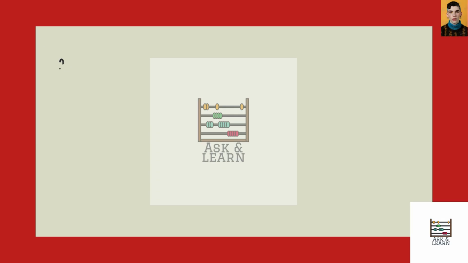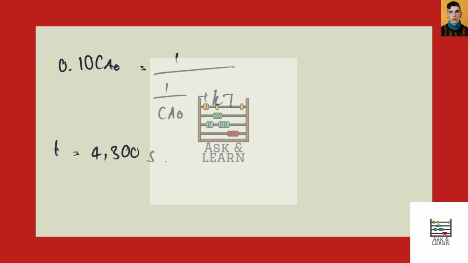In this equation, 0.10 Ca0 is equal to 1 over (1 over Ca0 add Kt). So we solve for this equation to find T, where T is equal to 4,300 seconds or 71.8 minutes.